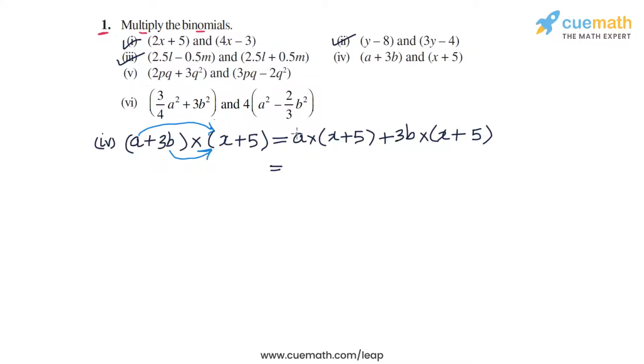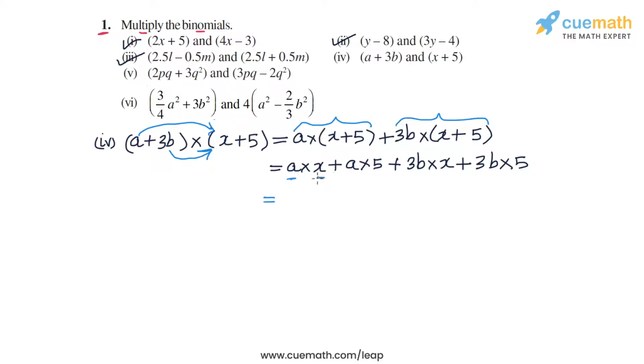Now we have these two products, a into x plus 5 and 3b into x plus 5, and each of these we can expand using the distributive law. So we will get a into x plus a into 5 from the first product, and then we will get 3b into x plus 3b into 5 from the second product. Now let's find the values of these products.